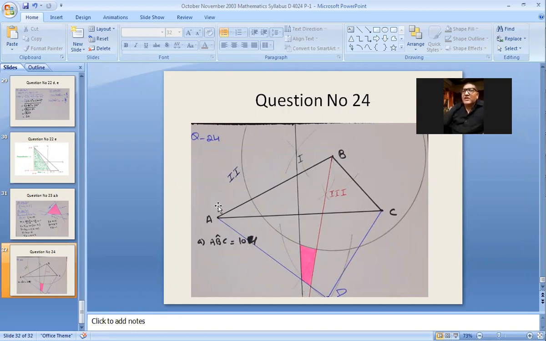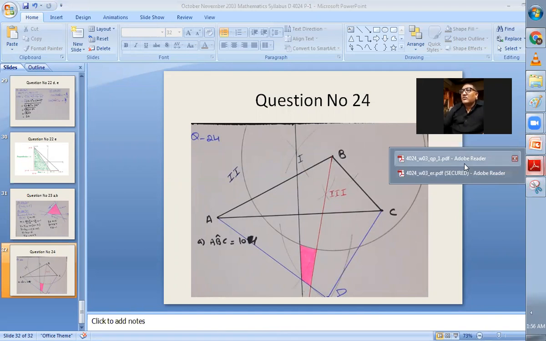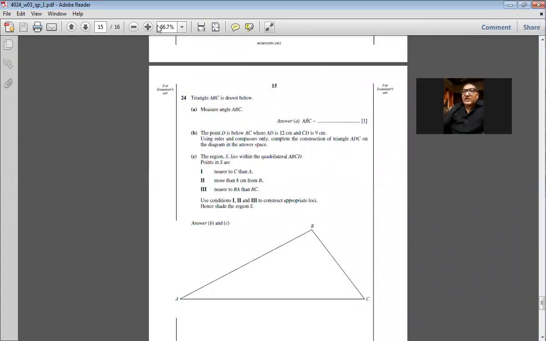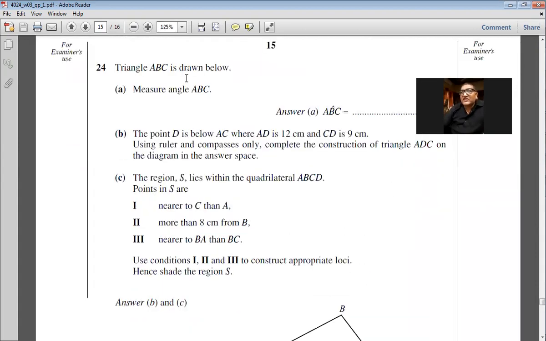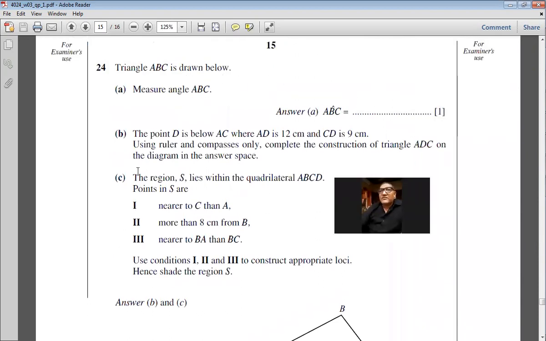Then the next part: let me go through the question and then I'll show you how I've done this. So this is the triangle. Remember this triangle, because I'm going to increase the size of this question so you can easily understand what's written. The B part: the point D is below AC where AD is 12 centimeters and CD is 9 centimeters. Using ruler and compasses only, complete the construction of the triangle ABC on the diagram in the answer space. Let me show you how I have done this.